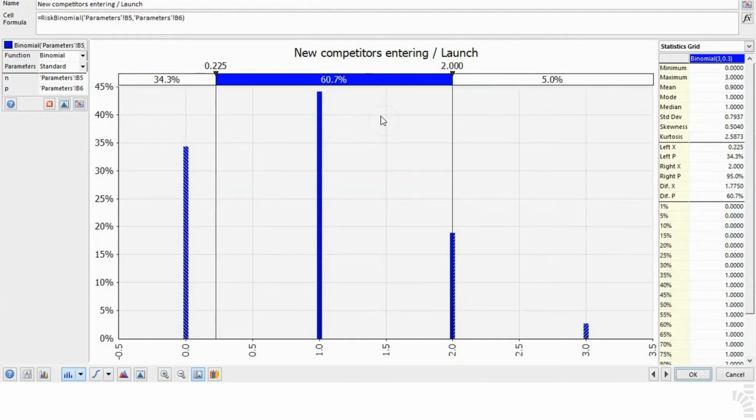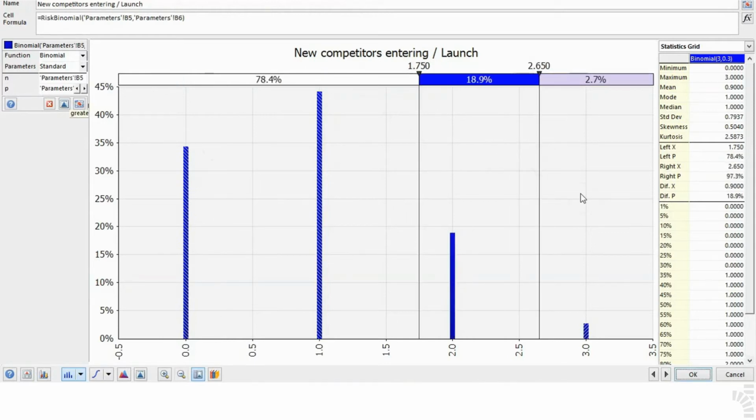Given that there are 3 potential competitors that might enter the market at year 5, and that each one of them has a 30% probability of entering into the market, there exists a 34% probability that none will enter the market, a 44% probability that exactly one will enter the market, and a 22% probability that either 2 or 3 will enter the market. The probability that all 3 of them will enter the market at that year is 2.7%, calculated by 30% times 30% times 30%.